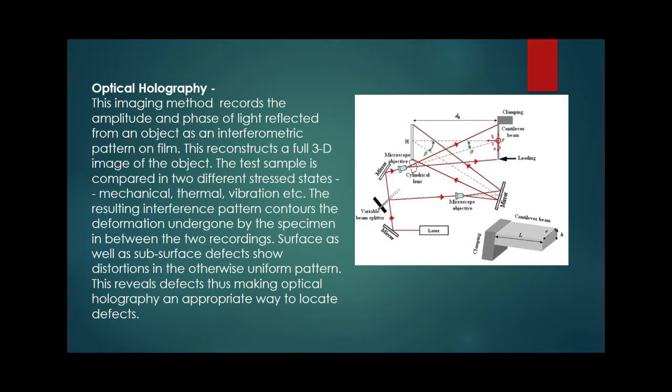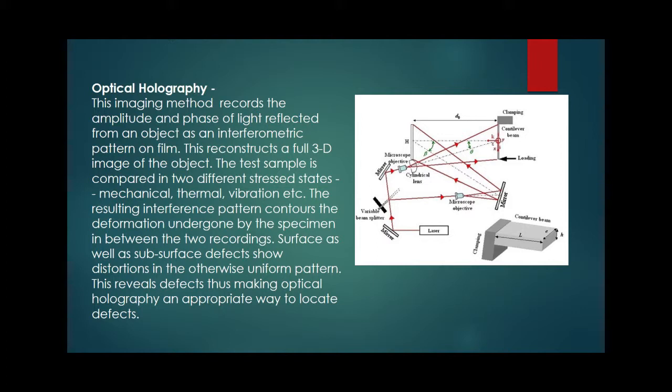Next one we're going to talk about is optical holography. This imaging method records the amplitude and phase of light reflected from an object as an interferometric pattern on a film. This reconstructs a full 3D image of the object.